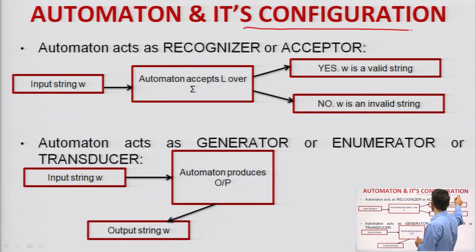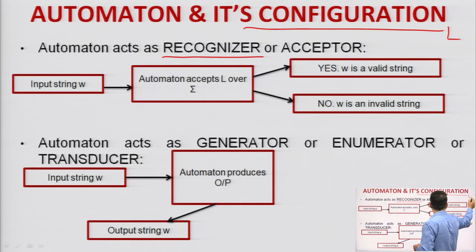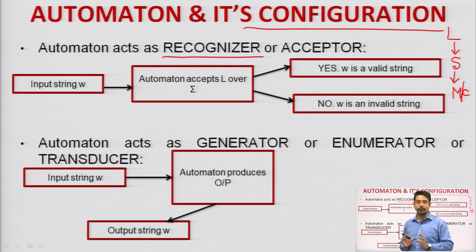It's about configuration, okay. The first configuration is that automaton can act as a recognizer, okay. Recognizer, the term itself says recognizing something. What is that something? That something is nothing but strings. Where did you get the strings? You got the strings from the language, okay. So this is a simple hierarchy: you got the language, from that language you got the strings, and from those strings you got the machine. I hope this is a clear-cut idea.